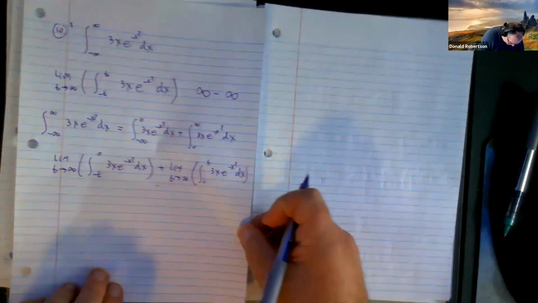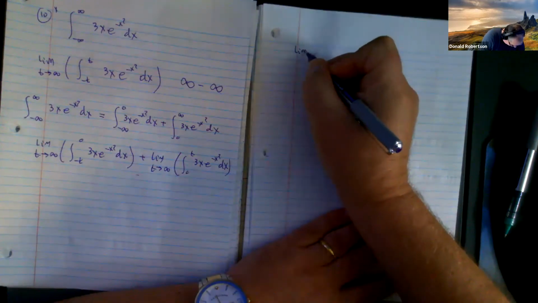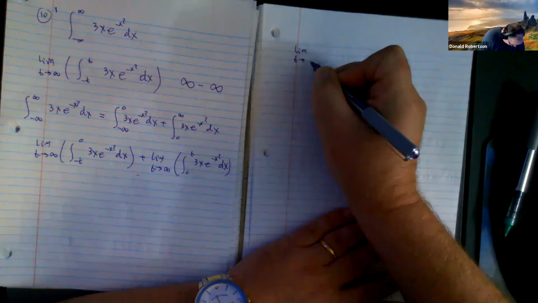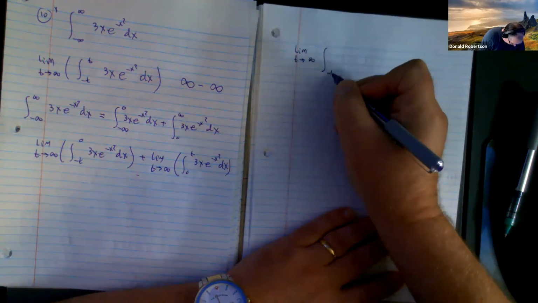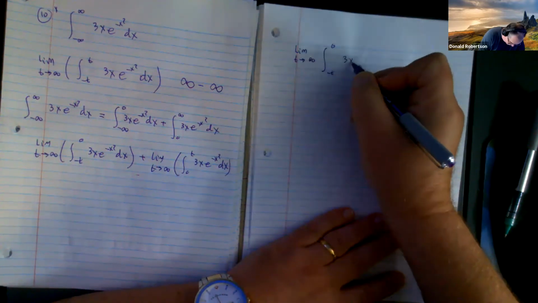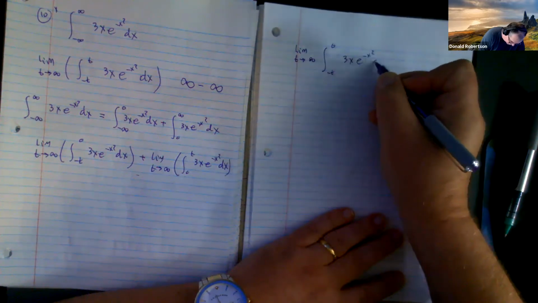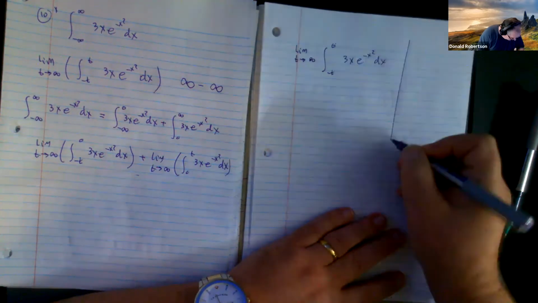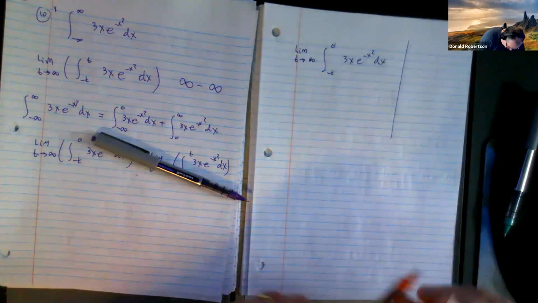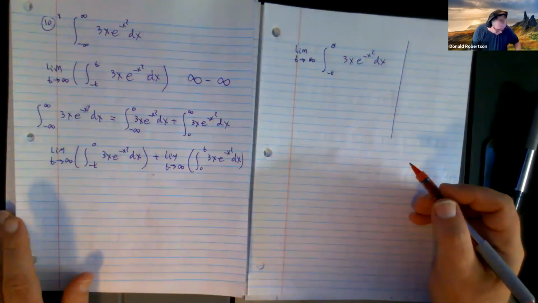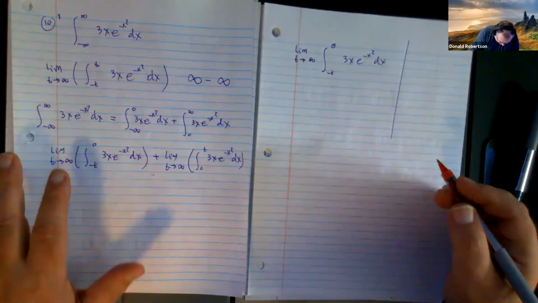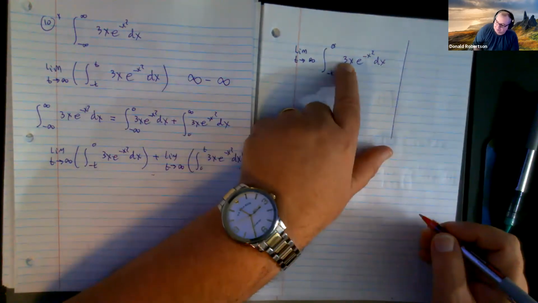So let me do it over here. So it's going to be the limit as t tends to infinity of the integral from negative t to 0 of 3x e to the negative x squared dx. What's the U sub? We got this question a few minutes ago, so if you want to tell me what you said last time, that's fine, but other person can join in. What's the U sub for this one?